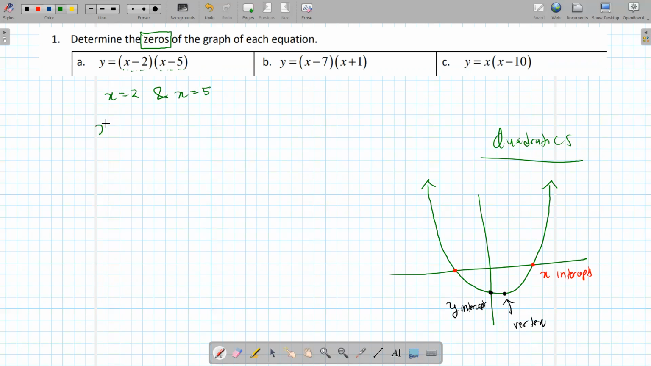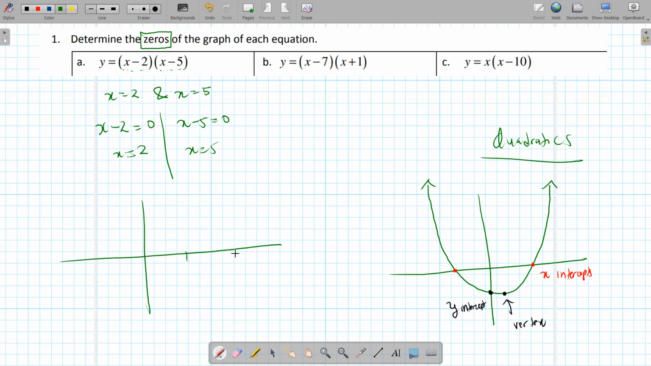What we're basically doing is we're setting the y as 0. We are doing x minus 2 is equals to 0 and x minus 5 is equals to 0. And this gives you, add 2 on both sides, x is 2 and x is 5. So for this quadratic, it goes through 2 and 5. We don't know where the y-intercept is, we don't know where the vertex is, but we do know that it's gonna go through 2 on the x-axis first, and then it's gonna loop back and go out through the 5.